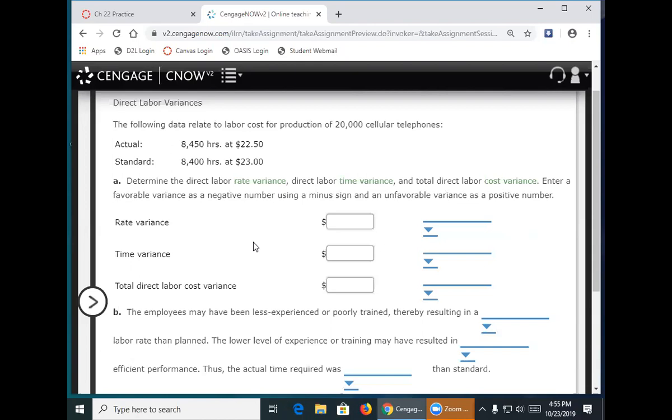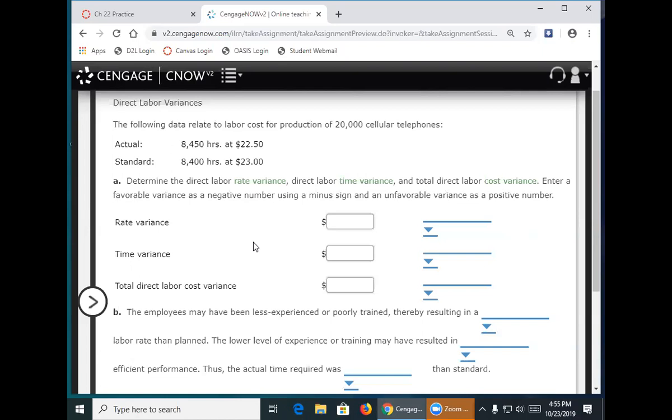What is our rate variance? Negative 4,225. Perfect. Negative 4,225. Favorable. Yay. Always makes us happy, right? Just throws us off that it says negative.